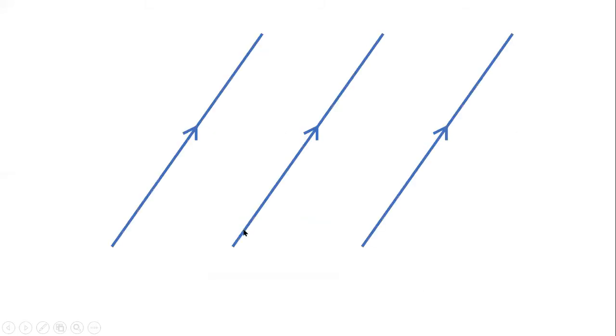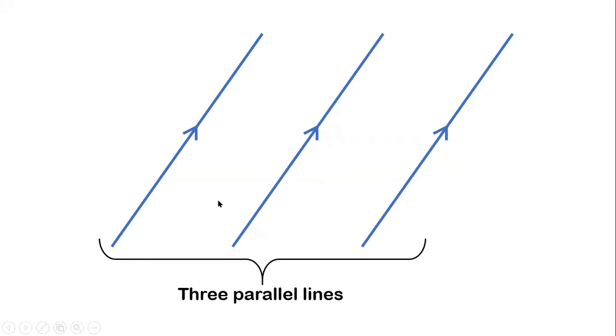Okay, so here we have three lines that are parallel. How do we know that they are parallel? We look at these arrows. When we see these arrows showing the same direction, it means that these two lines cannot meet. And if they cannot meet, then they are parallel lines. So these are three parallel lines.